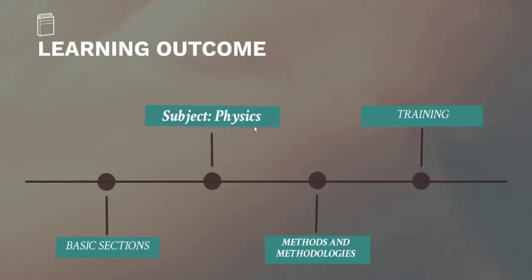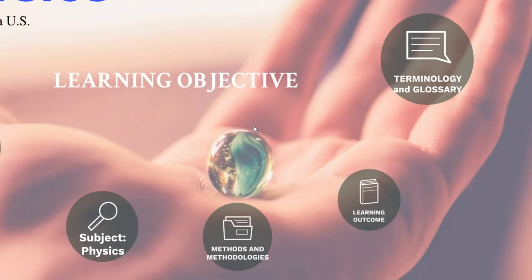So the learning outcomes: we talked about basic sections, we talked about the subject of physics, and we talked about some methods and methodologies. So now we're going to talk about reading.